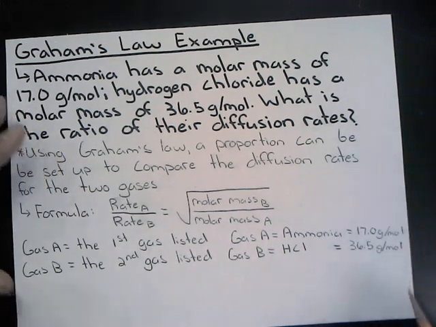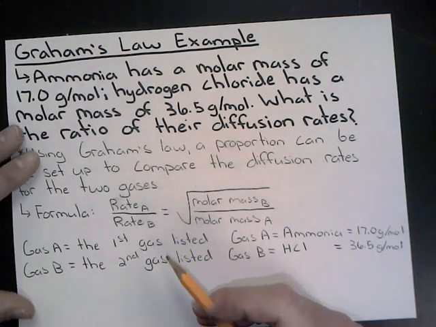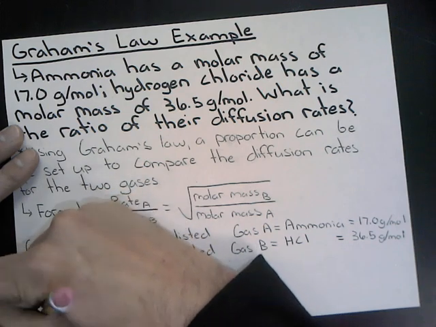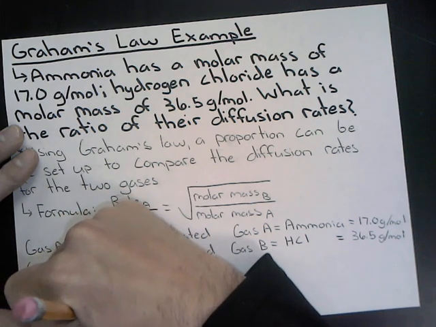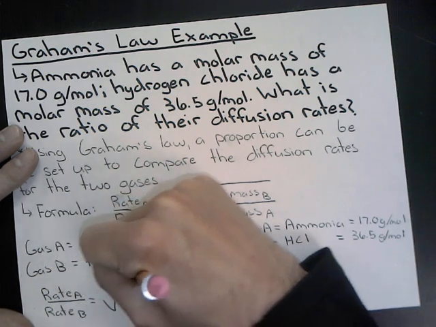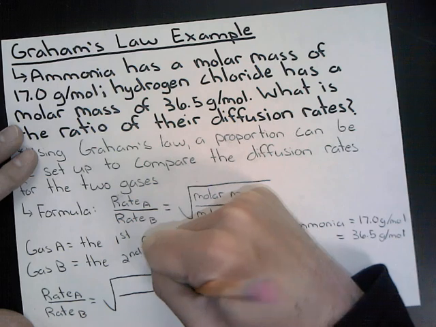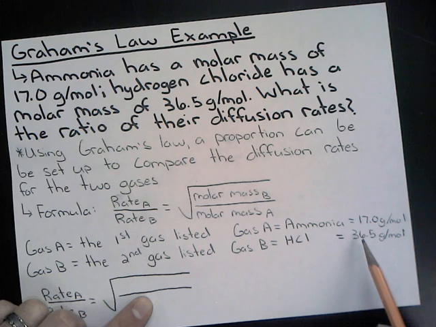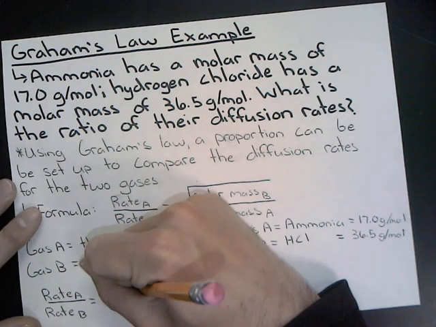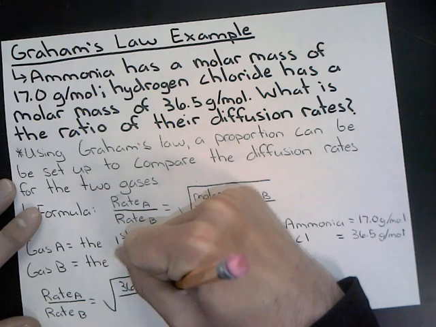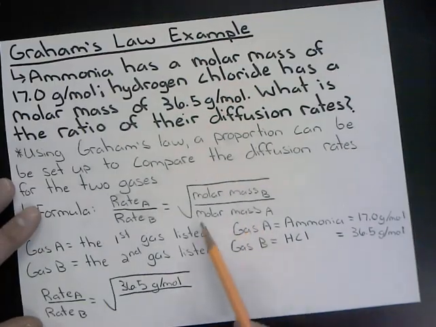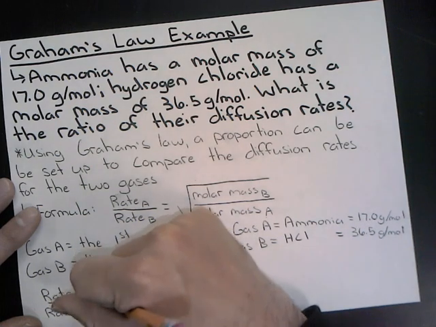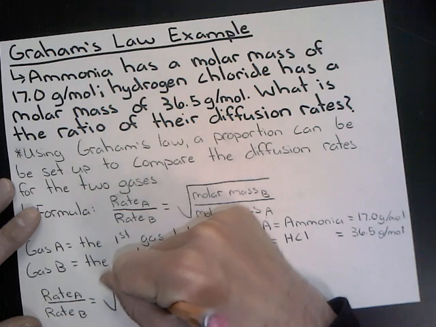Okay, so our goal is to find this ratio between rate A and rate B. What we are going to do is take this square root, and on top we put the molar mass of gas B, which in this case is hydrogen chloride, 36.5 grams per mole. Then on bottom, we put the molar mass of gas A, which in this case is ammonia, 17.0 grams per mole.